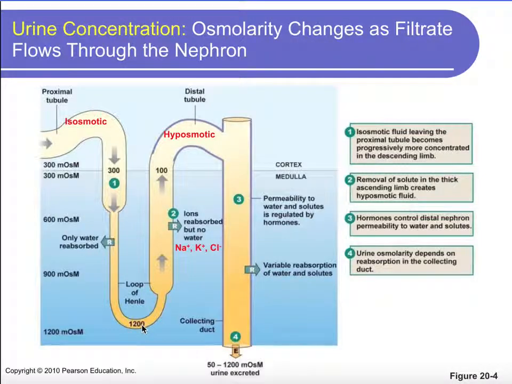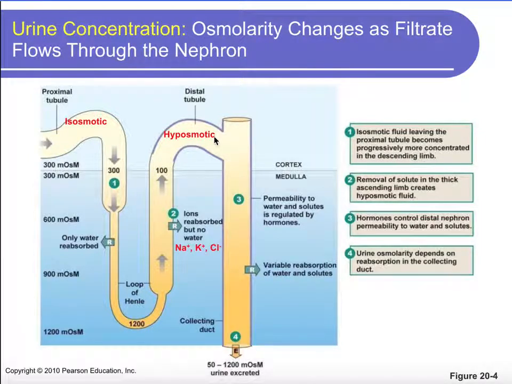1200 milliosmoles. As we go up the ascending limb of the loop of Henle, we will reabsorb ions. So no water is reabsorbed here. Instead, it's just ions, specifically sodium, potassium, and chloride. So if you are just losing ions now and water is not moving, you're only taking the solutes away. So now your osmolarity will start to drop. You're going to become less and less concentrated. So at the end of the ascending limb of the loop of Henle, so when you've completely ascended, your osmolarity will be as low as 100 milliosmoles.